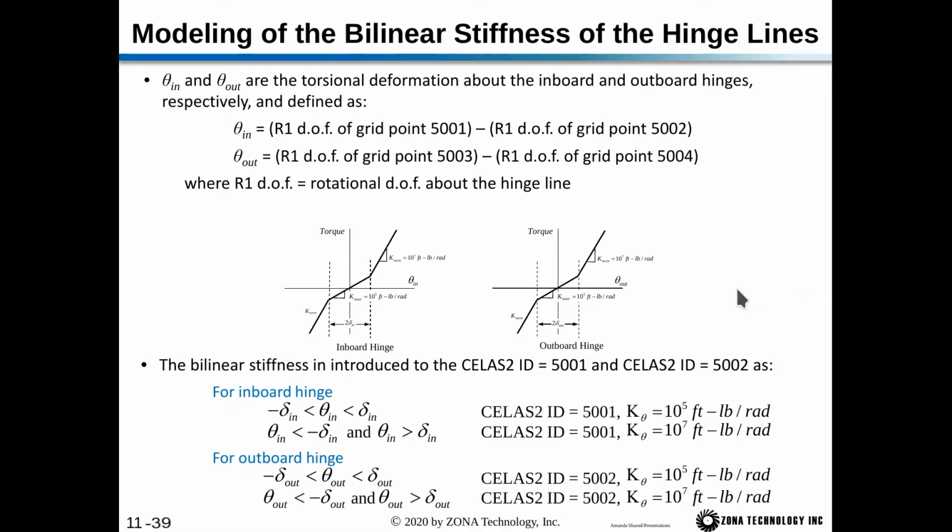Theta in is the rotation 1 degree of freedom of grid point 5001 minus rotation 1 degree of freedom of grid point 5002. Theta out is the rotation 1 degree of freedom of grid point 5003 minus the rotation 1 degree of freedom of grid point 5004. The bilinear stiffness is introduced in the CLASs as shown here.